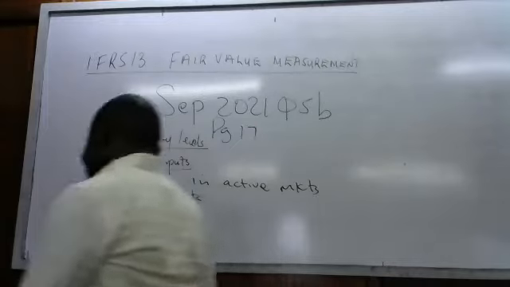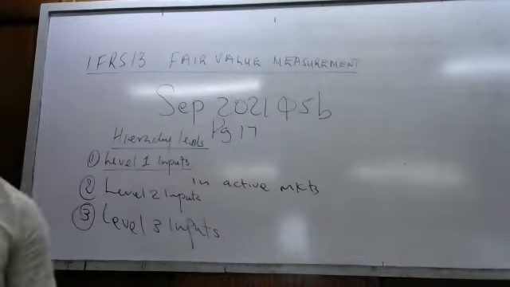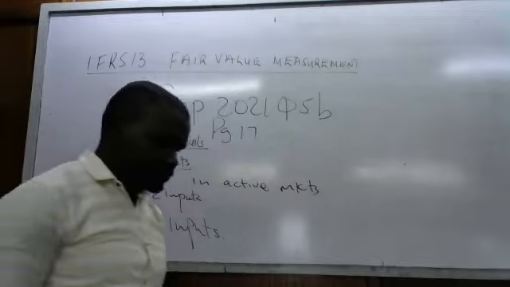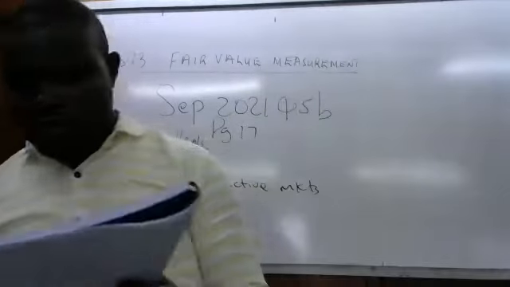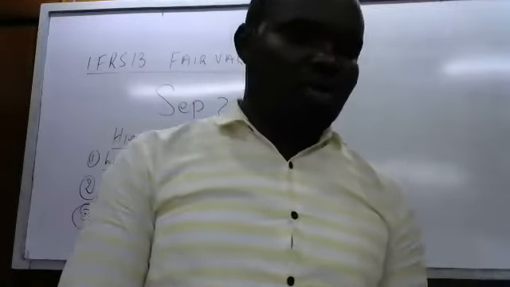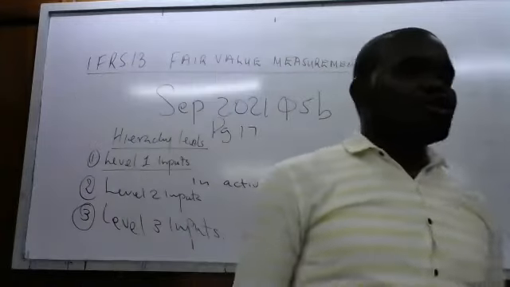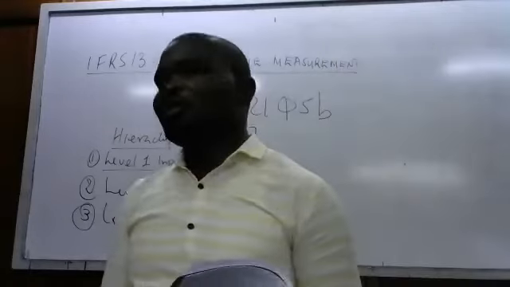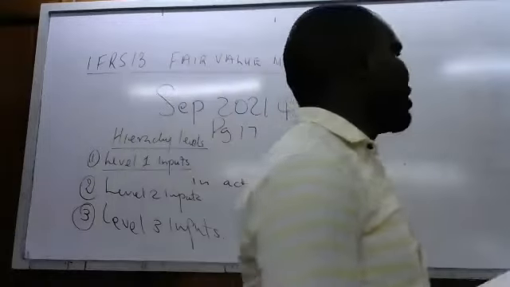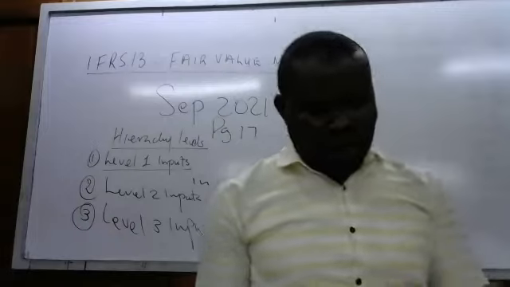Let's go to level 3 inputs. So the prices can be quoted, meaning they can be controlled, but the market is not active. So if you control the market data, you say these are inputs which are unobservable, and relates to markets which are neither quoted nor active. So they are just markets which are there. The government does not control, and the market also is not active. Those are level 3 inputs.